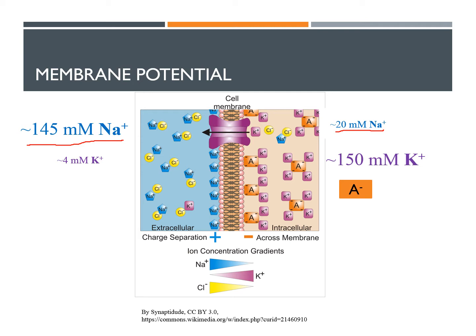The reverse is true for potassium. Potassium, we have 150 millimolar concentration on the intracellular side, so it gets a big number, and only 4 millimolar on the extracellular side, so it gets a small number.